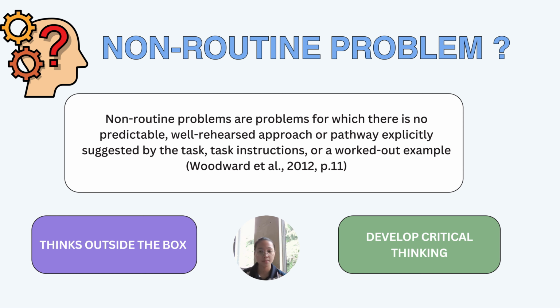These non-routine problems need us to think outside the box because we don't depend on the formula. We can find many strategies to solve this problem. And these non-routine problems also help in developing critical thinking.